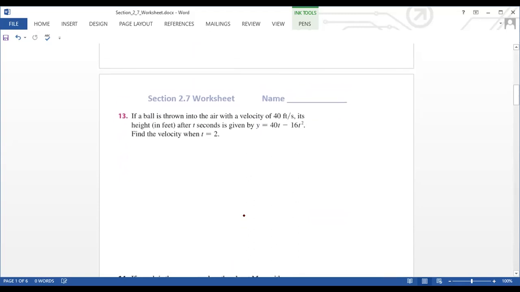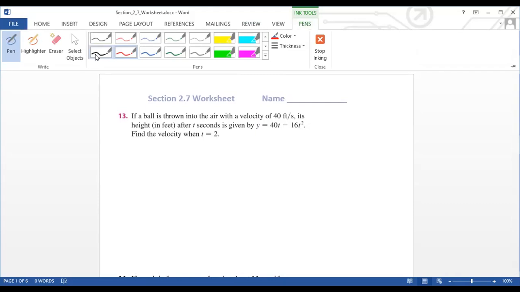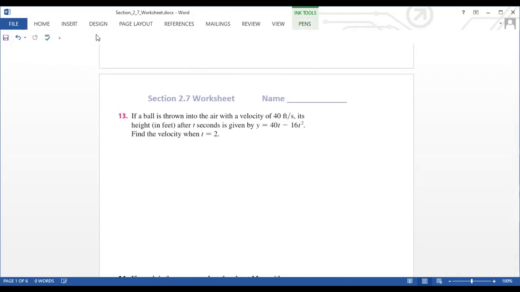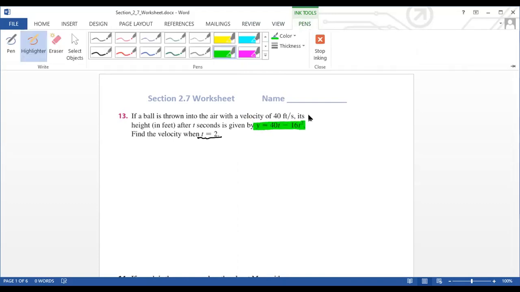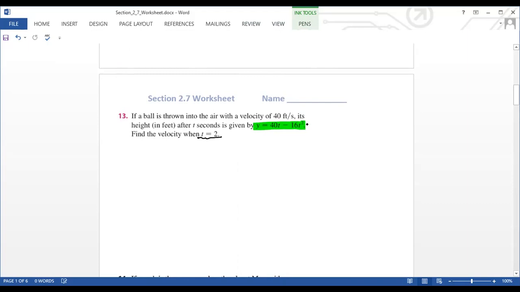Okay, now let's take a look here. For this problem, they said if a ball is thrown into the air with a velocity of 40 feet per second, the height is given by y = 40t - 16t squared, right? So what is the velocity when t is equal to 2? So this one here, the height, really what do we say here? This is our position function.